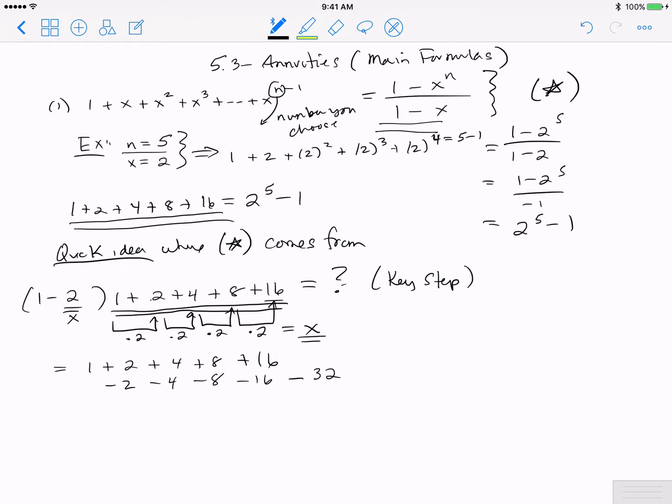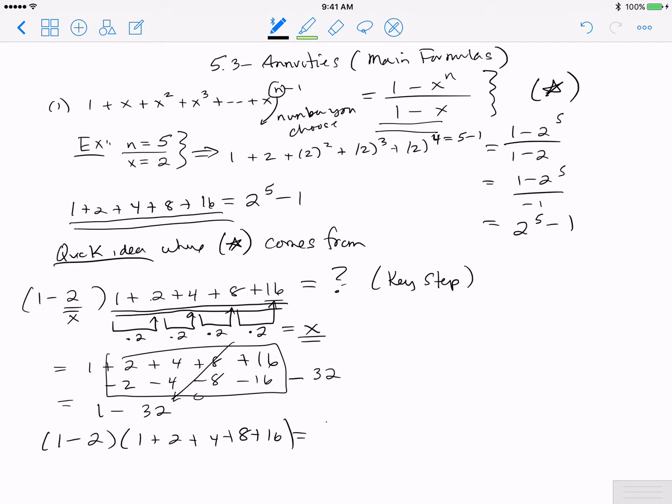So you can see here that if you add all these numbers up, you have a big block in the middle that all add up to 0, and you're left with 1 minus 32. What that says is that 1 minus 2 times 1 plus 2 plus 4 plus 8 plus 16 is equal to 1 minus 32. And I think you can see the pattern here, hopefully, that 16 is 2 to the 4th, our x value is 2, and 32 is the same thing as 2 to the 5th.